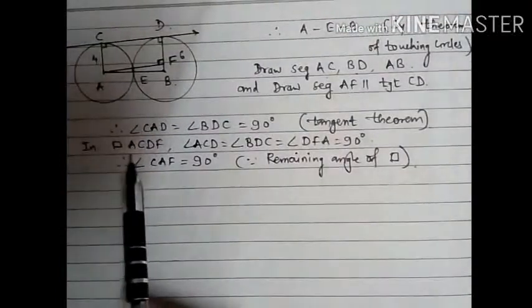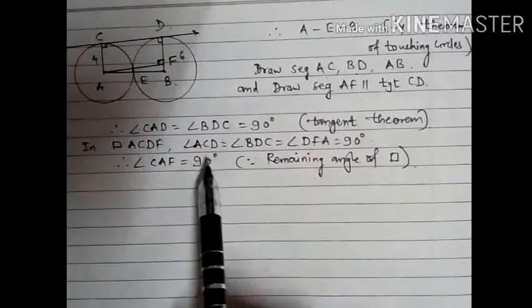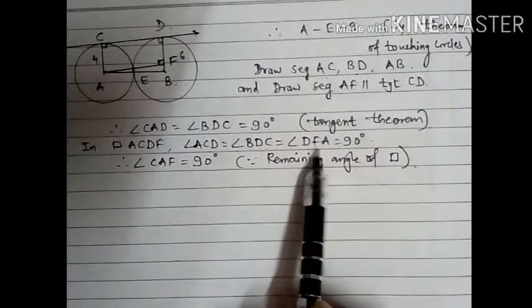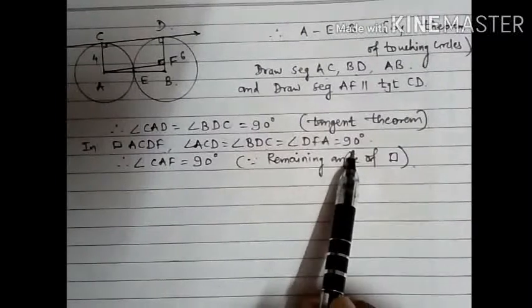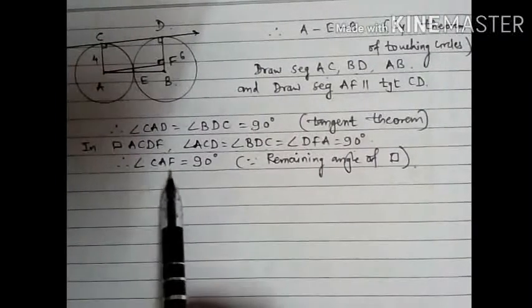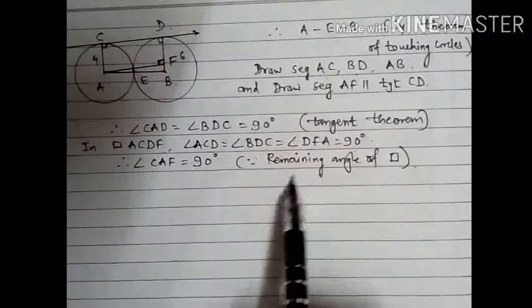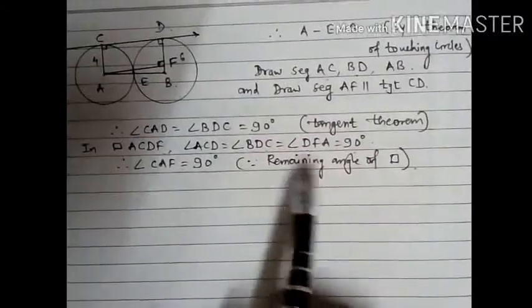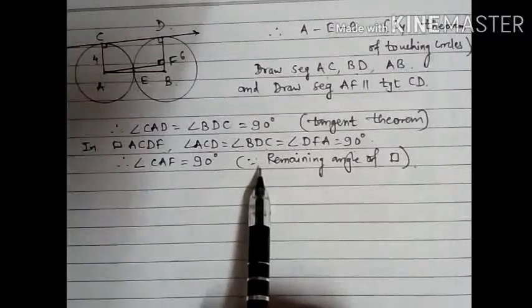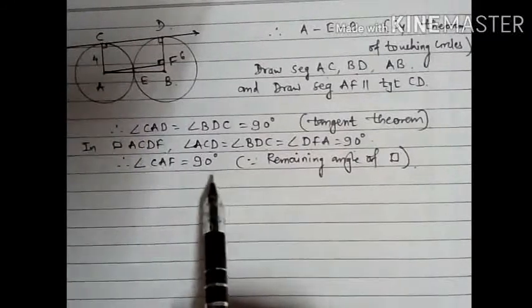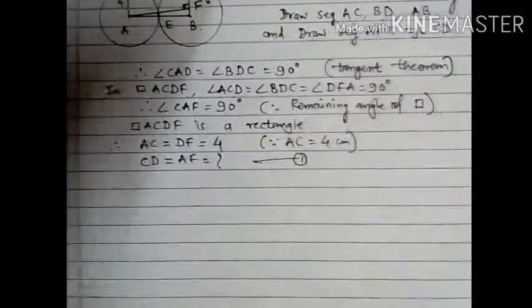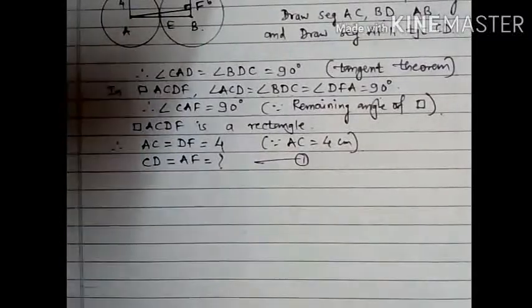Therefore, in quadrilateral ACDF, we know that angle ACD is equal to angle BDC is equal to angle DFA is equal to 90 degrees. Therefore, angle CAF is equal to 90 degrees, because it is the remaining angle of the quadrilateral, since the sum of all angles of a quadrilateral is 360 degrees. Therefore, quadrilateral ACDF is a rectangle.